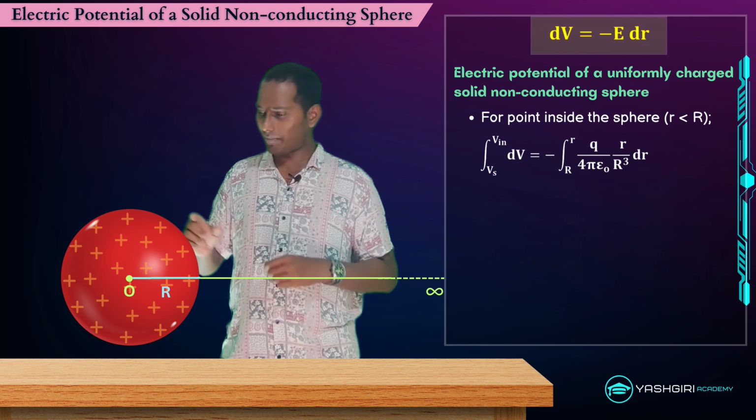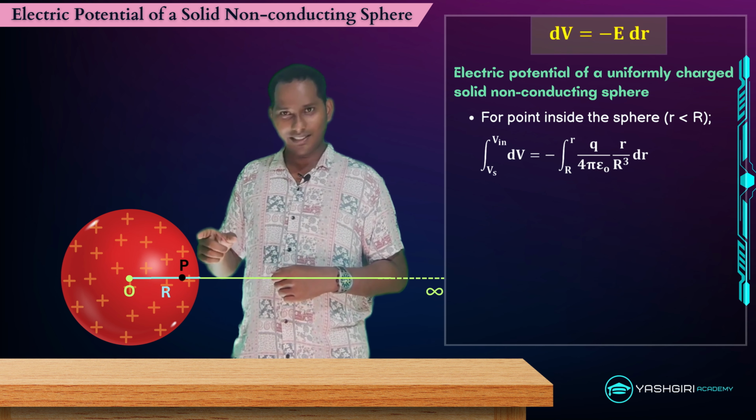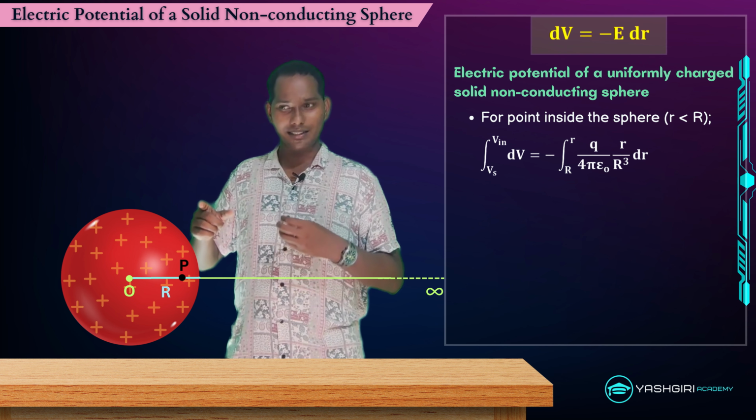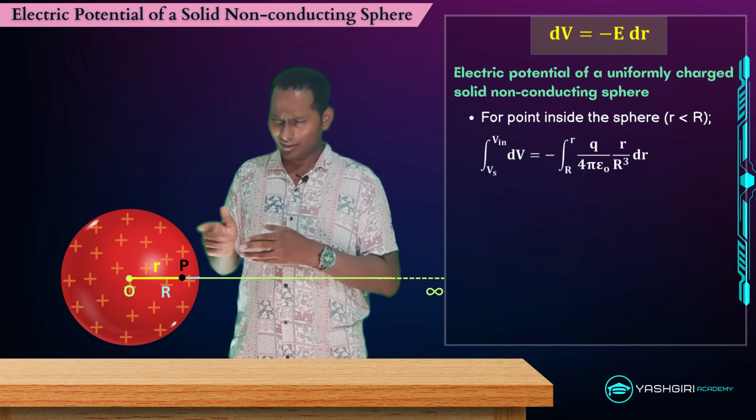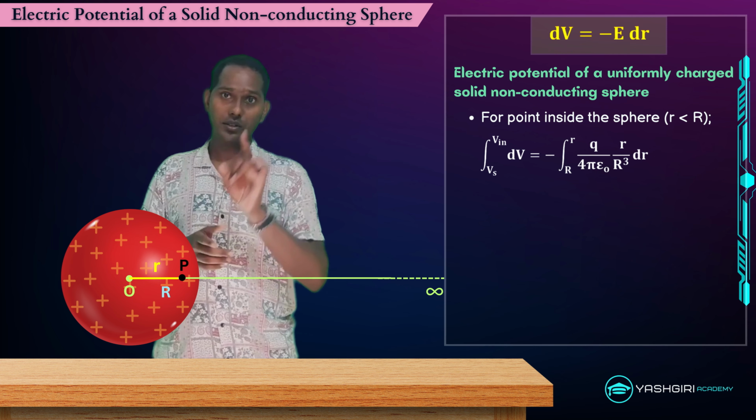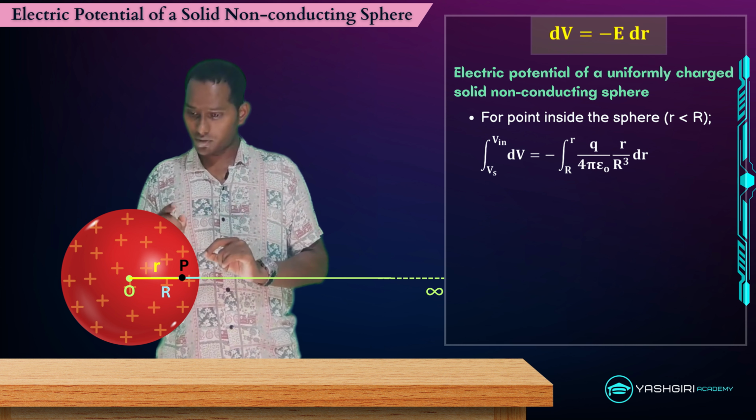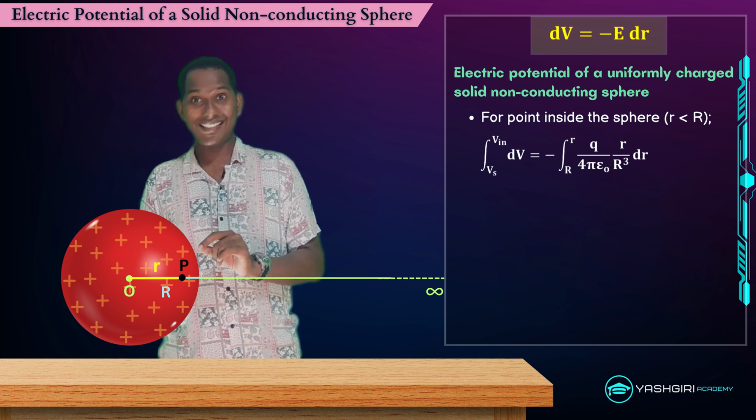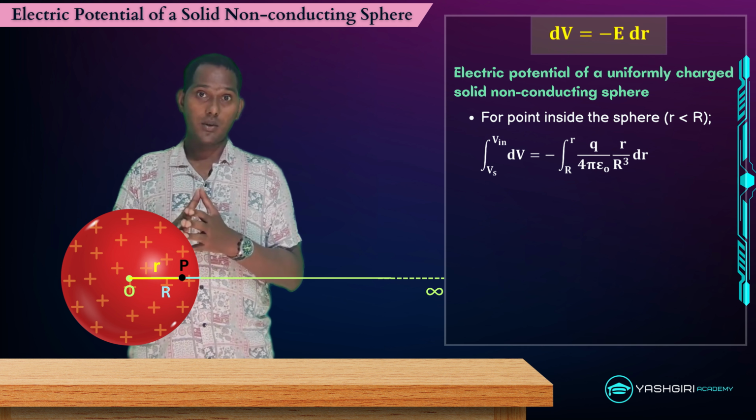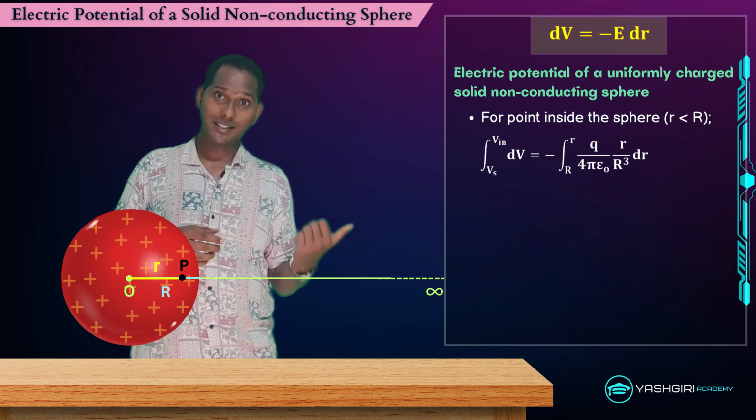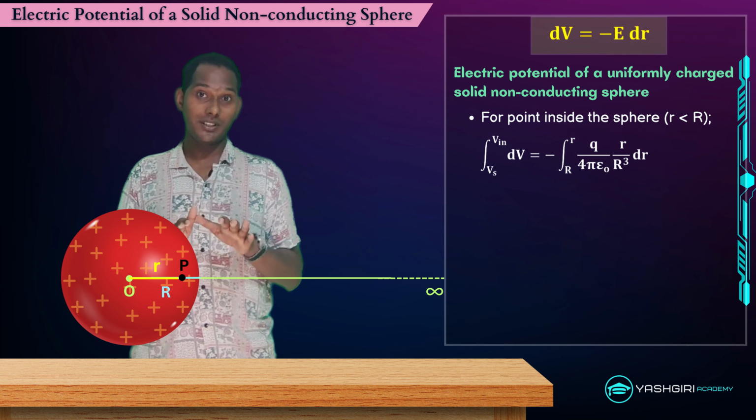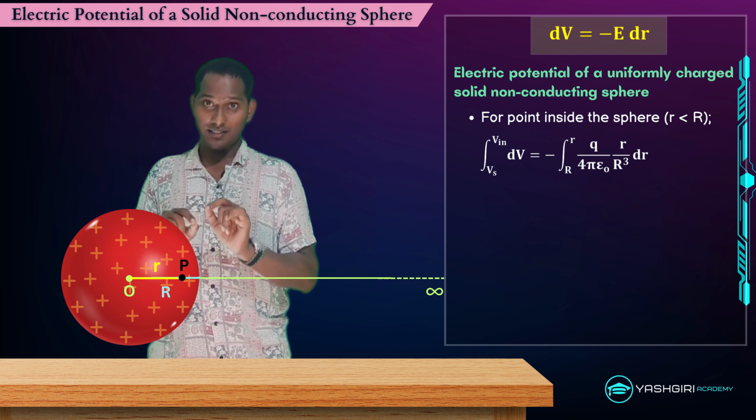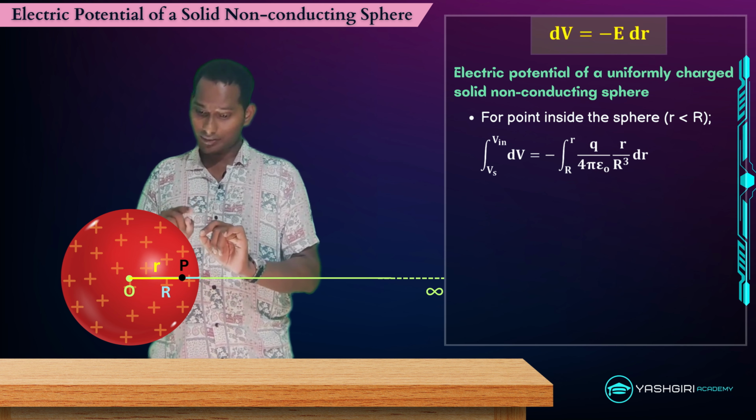I'll be just considering my point P to be inside this solid non-conducting sphere, at a distance of r from the center. So this is the point, and capital R is the radius over here. Here I'll be moving my test charge from the surface to the point P, which is inside the non-conducting sphere. Now see students, if you want, you can also take the infinity as a reference point. In that case only the limits in the integration will be changing.